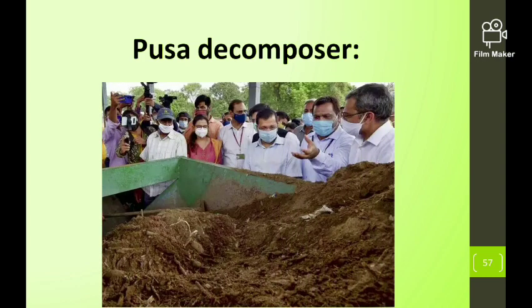Pusa decomposer. Scientists at the Indian Agricultural Research Institute, Pusa, have found a low-cost, simple and effective way to deal with the problem of stubble burning. The solution, when sprayed in the fields, can decompose crop residue and turn it into manure, according to Delhi Chief Minister Arvind Kejriwal. However, the government needs farmer consent to spray the solution in their fields.